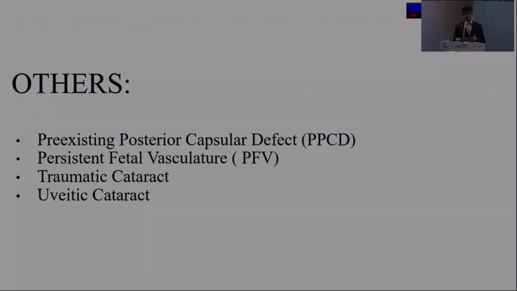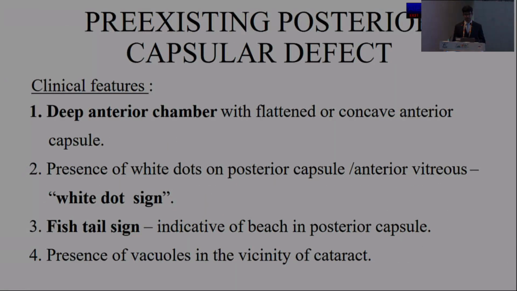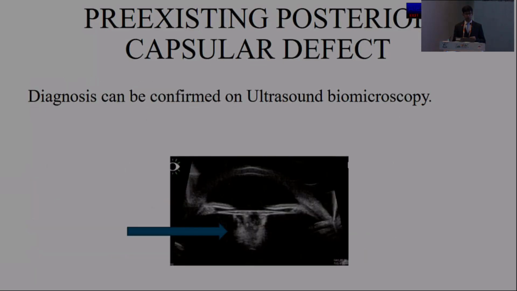Other morphologies and other causes include pre-existing posterior capsular defect, persistent fetal vasculature, which is a common cause of unilateral cataract, traumatic cataract, and uveitic cataract. Pre-existing posterior capsular defect is noted in cases of posterior polar cataract, PFV, and lenticonus. You can see here that there is a peripheral white dot sign because of the egress of the fluid and then rapid maturation of cataract. This is typically called the white dot sign.